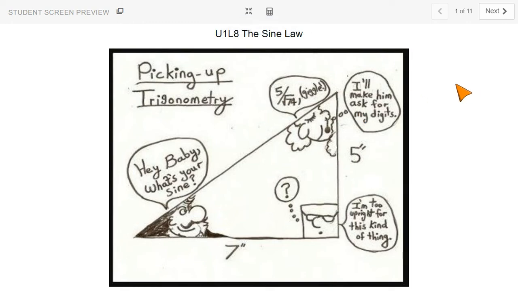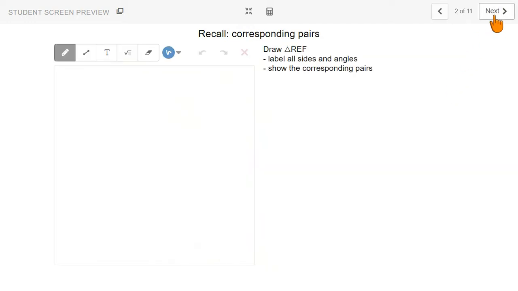Hi, today's lesson is a quick summary on how to use the sine law. Before we dive into that, let's recall corresponding pairs.